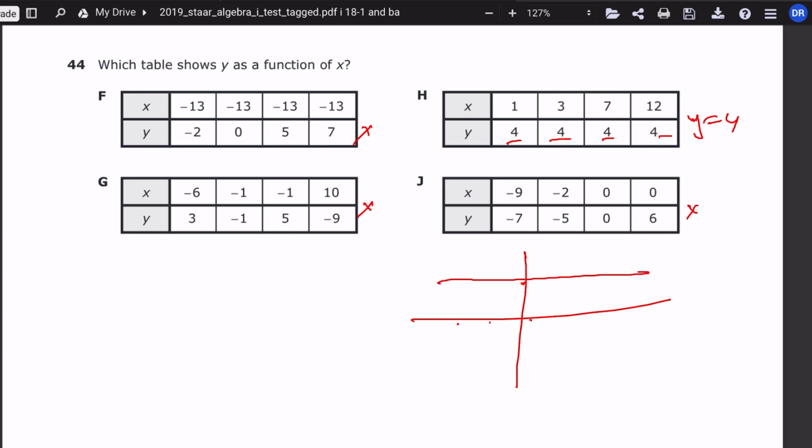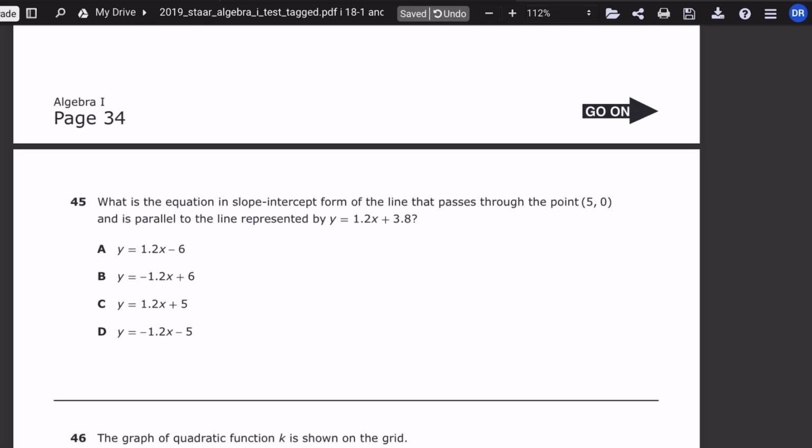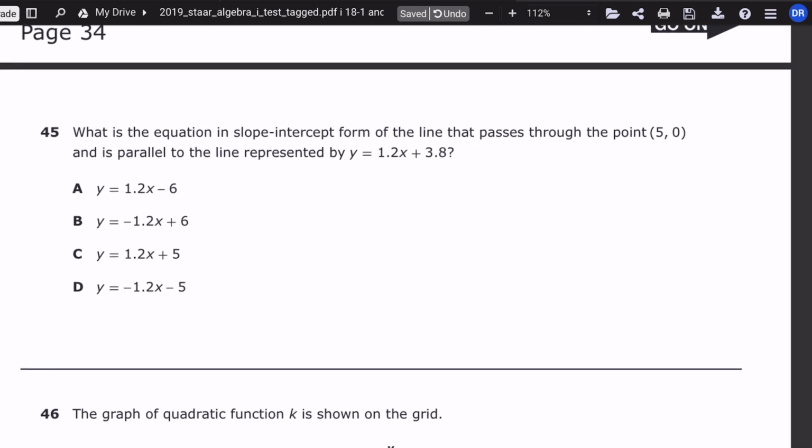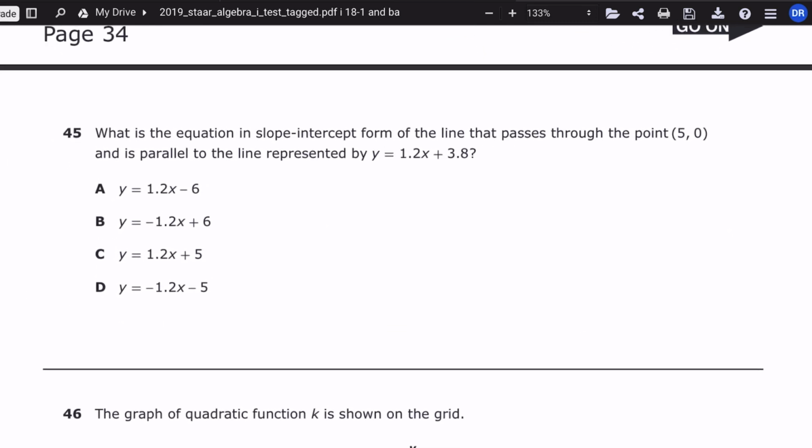So for different values of x, you are getting only 4 as the line. Therefore H is the correct option over here. Next, 45th one. What is the equation in slope intercept form of the line that passes through the point (5, 0) and is parallel to the line represented by y = 1.2x + 3.8? Sorry, plus 3.8.